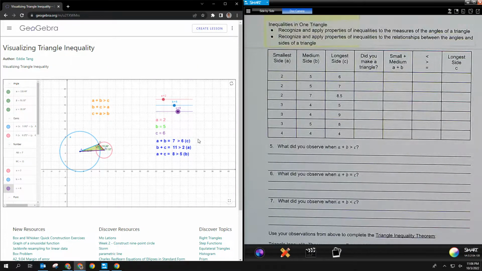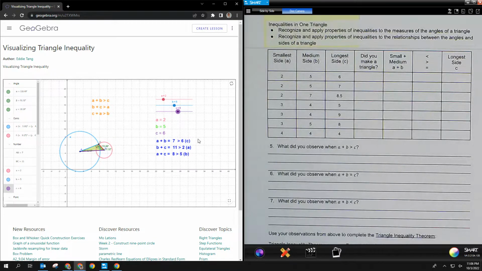We are talking about inequalities in one triangle, and we want to recognize and apply properties of inequalities to the measures of the angles of a triangle, and we want to recognize and apply properties of inequalities to the relationships between the angles and the sides of the triangle.